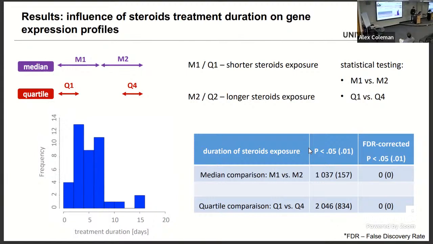After applying multiple testing correction, which is in the last column, we do not have any transcripts that were statistically significant. So we can conclude that we don't have any evidence to say that steroid exposure influenced gene expression in our cohort. That's probably due to the fact that it's a relatively short period of time that the patients stay on steroids.